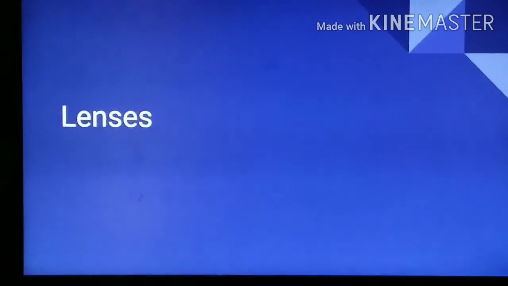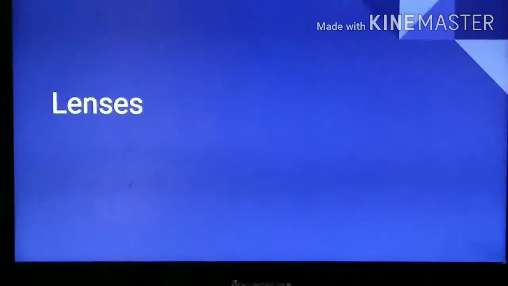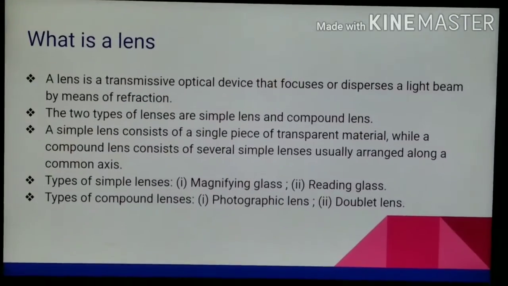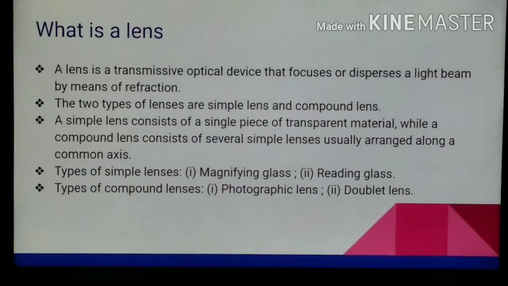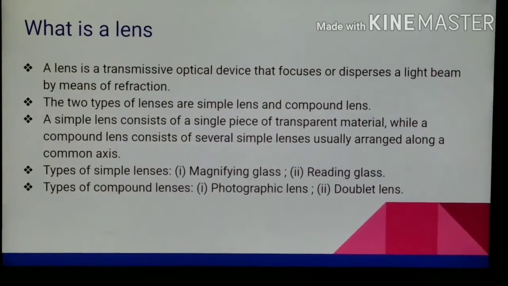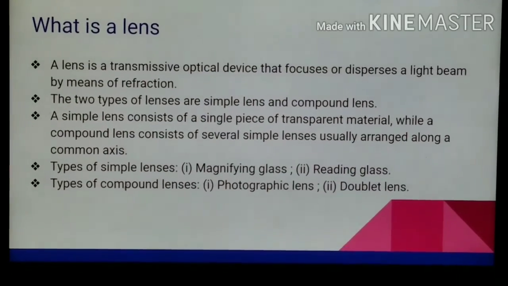So let us begin our journey. Today let us discuss the topic lenses. So what is a lens? A lens is a transmissive optical device that focuses or disperses a light beam by means of refraction.